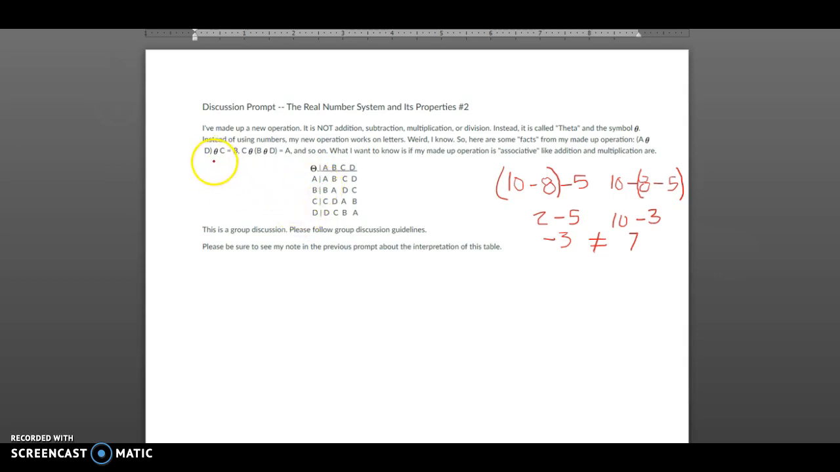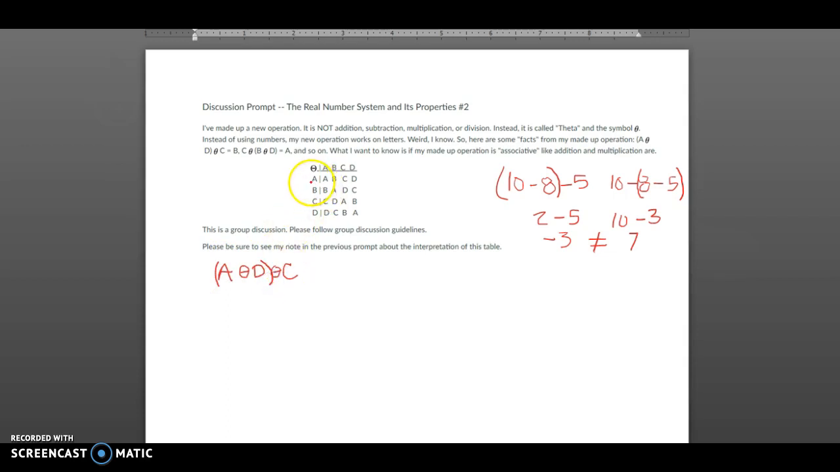So I've got 2 examples here. A is a number, but it's not one you recognize, so you have to go with it. I know it's weird. Theta is an operation, but you really don't know what it is. You know what the answers are, but you don't know how they're getting the answers. So I'm doing A theta D theta C. I've got 2 thetas that have to happen. Let's try it where I do the first 2 first.